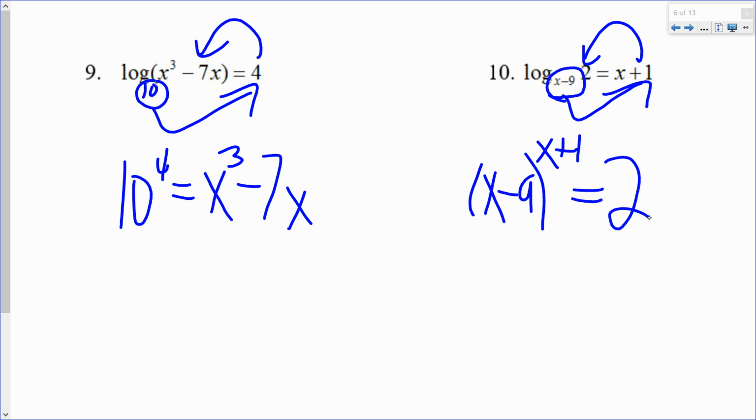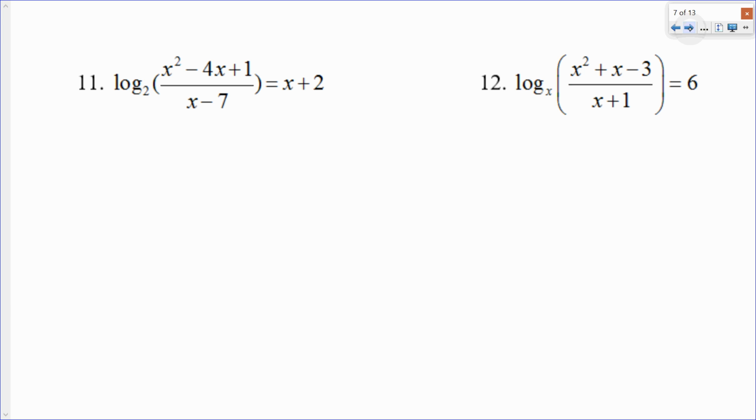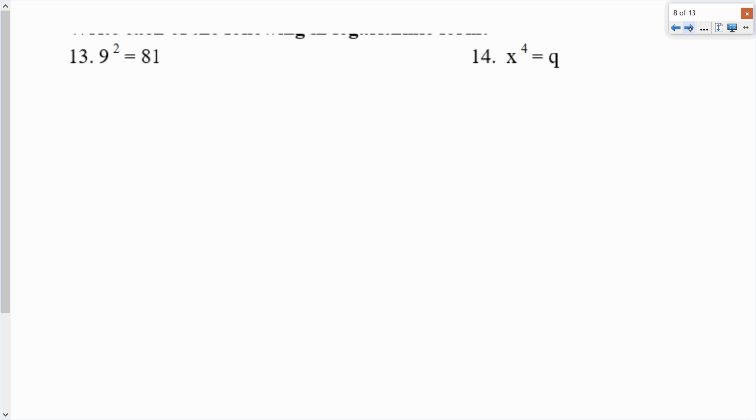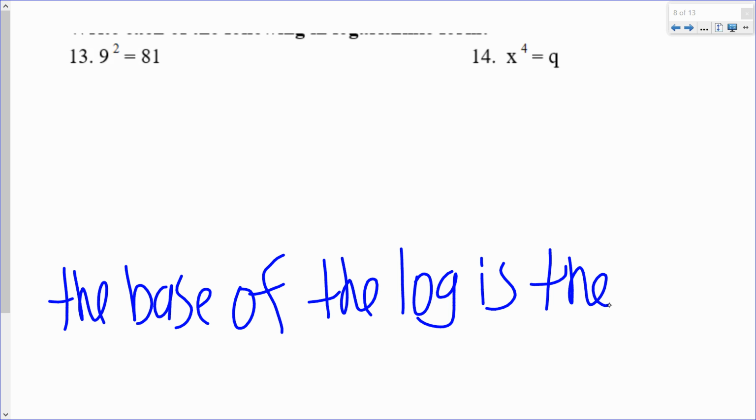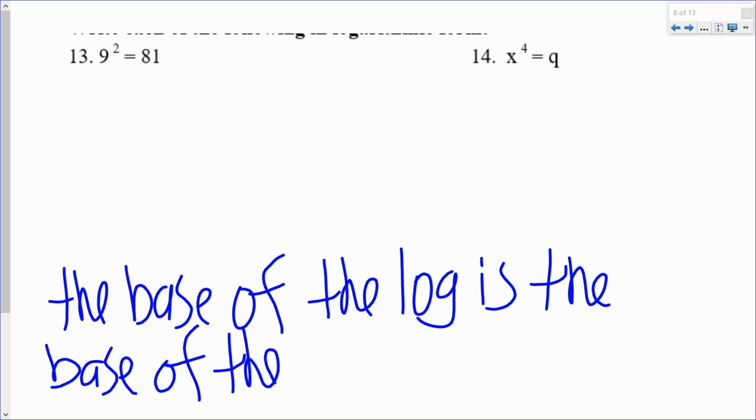Let's take a look at the other direction now. The other direction is definitely not as important, but we'll talk about it. So if I want to go from exponential into logarithmic form, again, I'm going to write the same thing I wrote before. The base of the log is the base of the exponent. And as long as you remember that, then both directions should come pretty nicely.